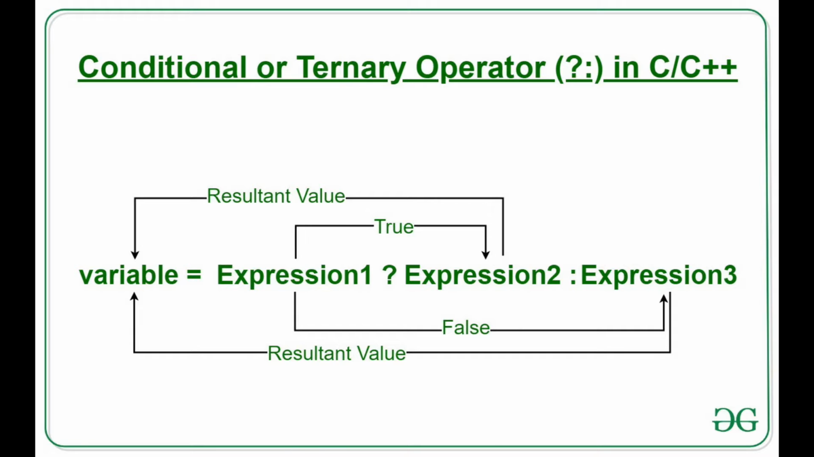So here we've got our syntax: variable equal to expression 1, ternary operator, expression 2, and colon and expression 3. So basically what happens is my variable will have the value of either expression 2 or expression 3. When does that happen? If my expression 1 is true, then variable would have expression 2 as its value. Else, if it's false, it's going to be expression 3.